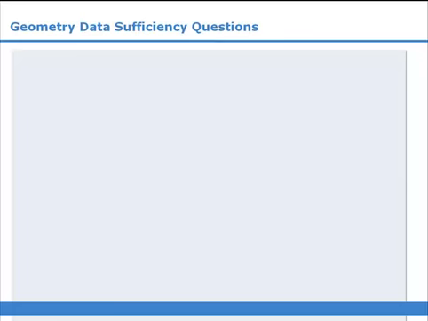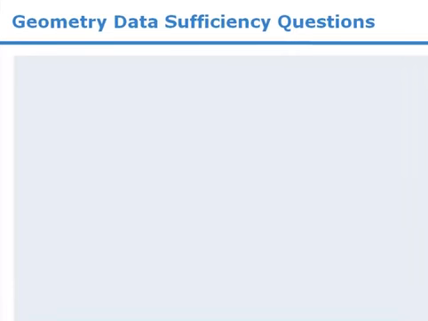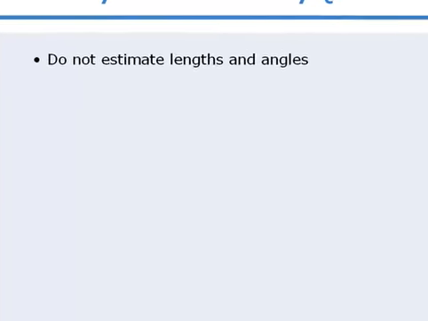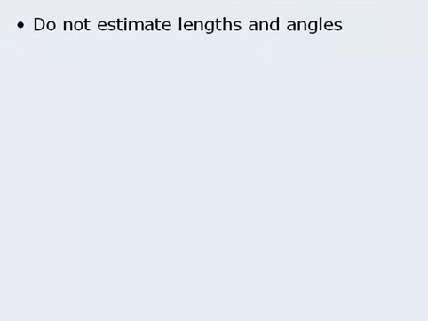In this lesson, we will examine some tips for tackling data sufficiency questions related to geometry. The first tip is, do not estimate lengths and angles. The figures in data sufficiency questions are often intentionally drawn out of scale to mislead test takers.